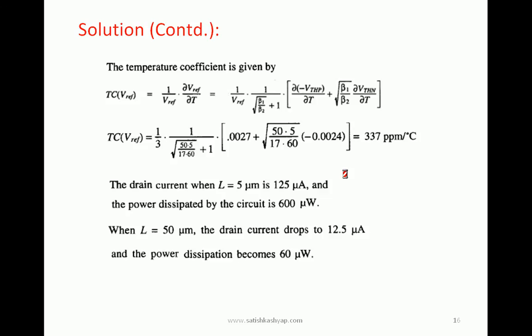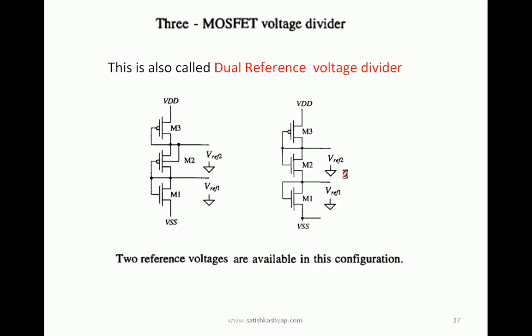So now the power dissipation is VDD into ID. VDD is 5 volts only, and the current flowing is 12.5 microamperes. So power dissipation is reduced to 60 microwatts. Previously that was 600 microwatts because the current is very large.